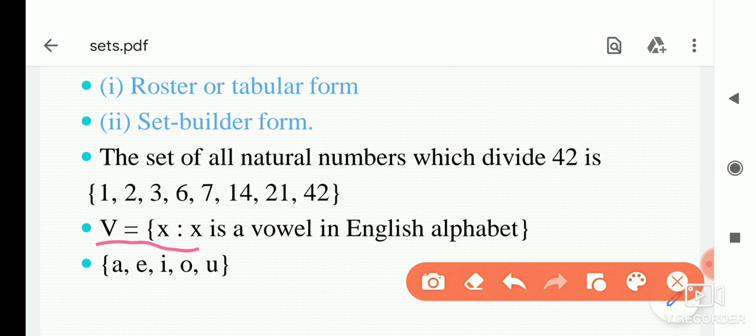V is the set of all x such that x is a vowel in the English alphabet. This is how it is read. Set of all x such that x is a vowel in the English alphabet. So see, here we have two forms of representation. First is the roster form or tabular form. This is called the roster or tabular form.